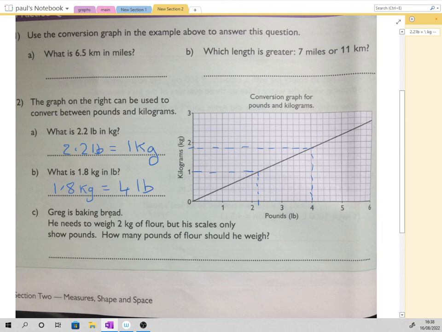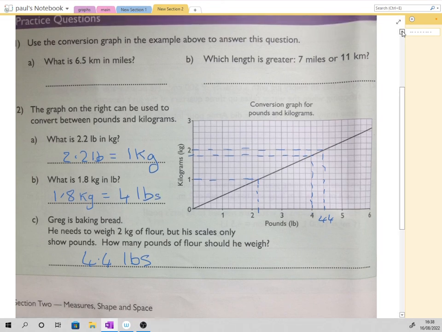Right, Greg is baking bread. He needs to weigh 2 kilograms of flour, but his scales only show pounds. How many pounds of flour should he weigh? So we've got to convert 2 kilograms into pounds. So 2 kilograms is up here, and that goes down to there, and that's 4.4. So 4.4 pounds. I put an S on the end because this is plural, so I'll put an S on the end.